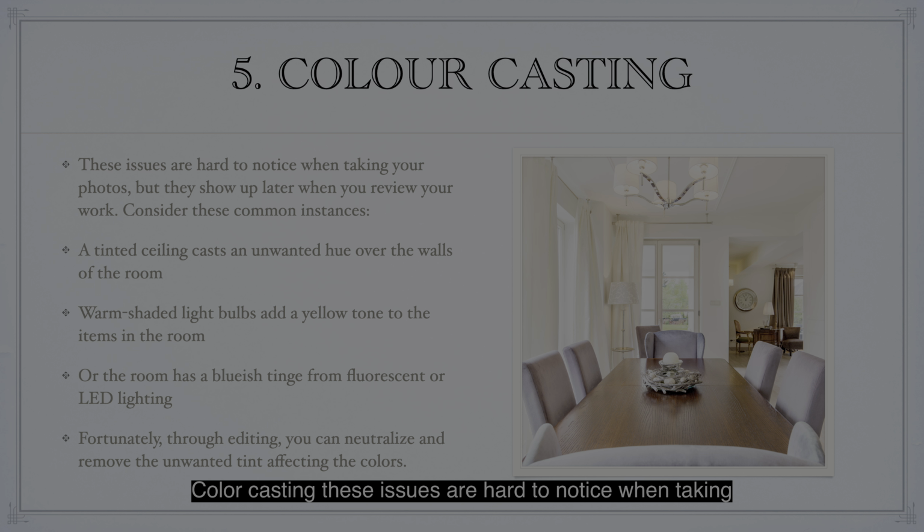Colour casting. These issues are hard to notice when taking your photos, but they show up later when you review your work. This is number 5 of the number of options you can look at for good real estate photography. Now consider these common instances. A tinted ceiling casts an unwanted hue over the walls of the room. Warm shaded light bulbs add a yellow tone to the items in the room. Or the room has a bluish tinge from fluorescent or LED lighting. Fortunately though, through editing, you can neutralise and remove the unwanted tint affecting the colours.